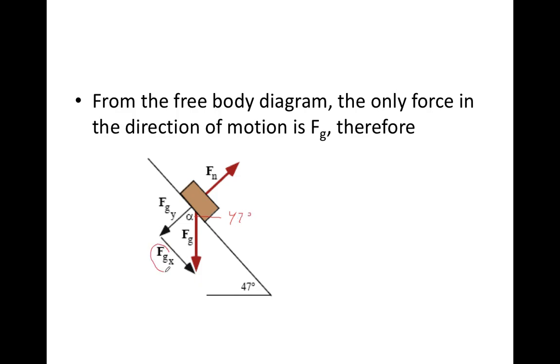So Fgx is the opposite side. This is a 90-degree triangle. And so Fgx is equal to Fg, the force, which is our hypotenuse here, times sine 47. Okay, and so we can plug in our values and solve for F net, which is equal to 86 newtons.